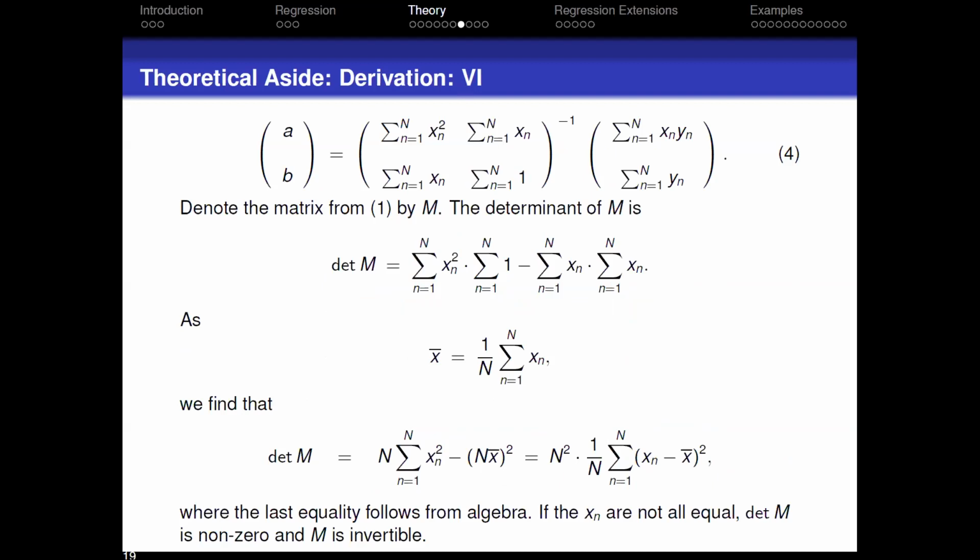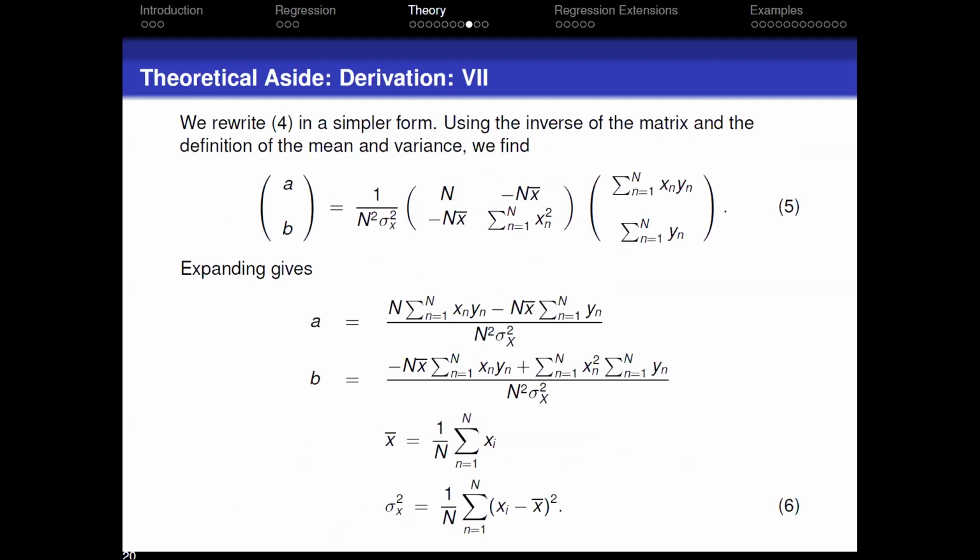X bar is the average value of the x's. So this is just an algebraic statement. But notice that as long as the x's vary, as long as they're not all the same, as long as they're not all x bar, the determinant will be non-zero and the matrix will be invertible. So this is just a little bit of advanced math to show that the process works. When you do it in practice, it will always work. This is why, so long as you let the x's vary.